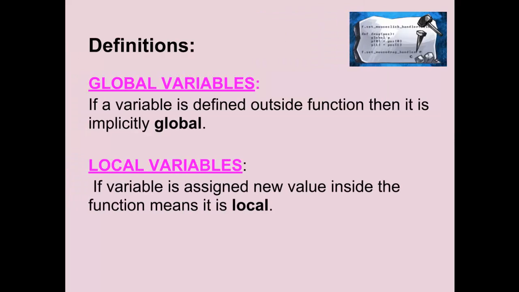The first is the definition of global variables. A global variable is a variable that is defined outside the function. So you have certain functions in Python. If the variable is defined outside those functions, then that variable is implicitly global. A local variable, on the other hand, is a variable which is assigned a new value inside the function. So that means it will become a local variable if you're assigning a new value or you're creating or defining that variable inside the function.